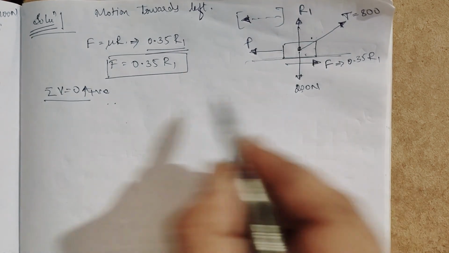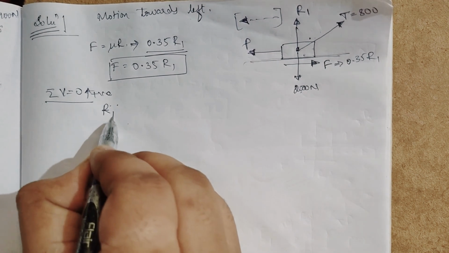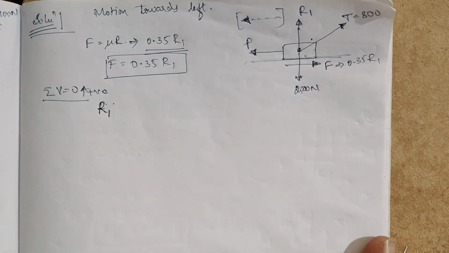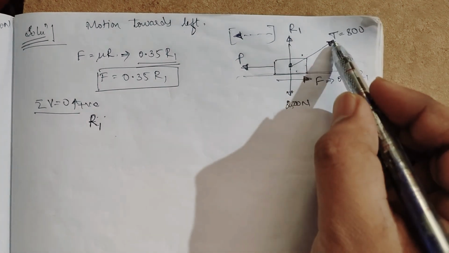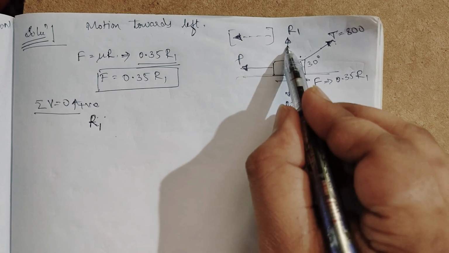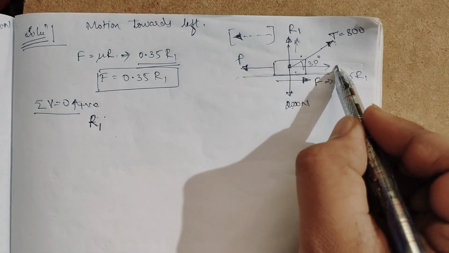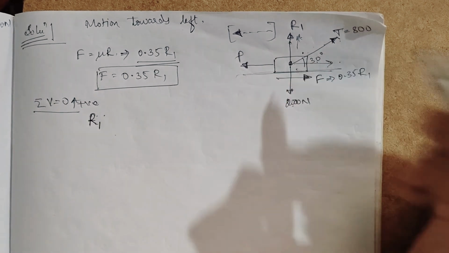Here the weight is 2000 Newton. So I'll take first R1, positive. Okay, so when we go to the next problem, we'll just imagine this T will be at 30 degrees, right? This T's vertical component will be T sin 30, and the horizontal component will be T cos 30. So make up your mind to take the horizontal component and vertical component when an inclined force is given.